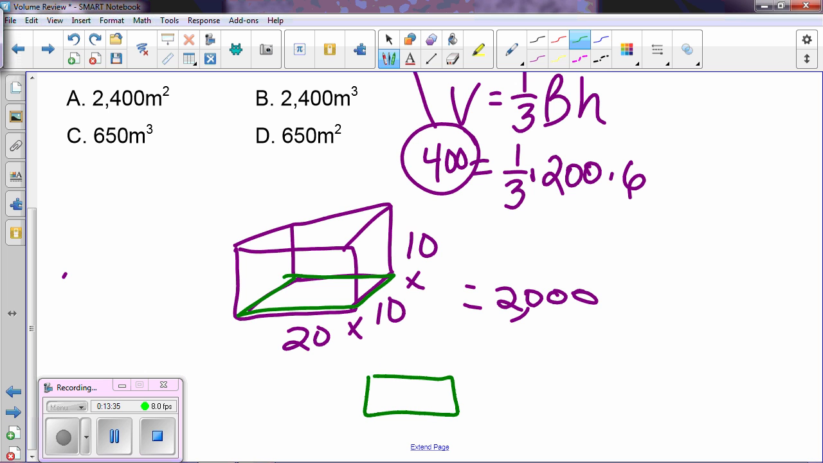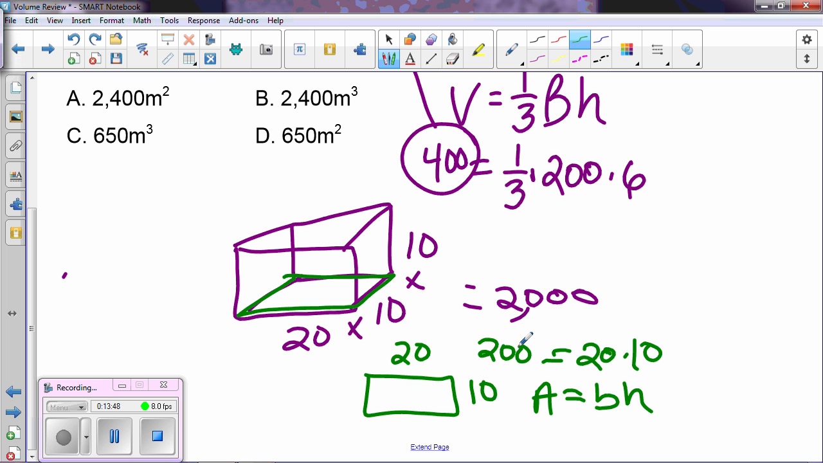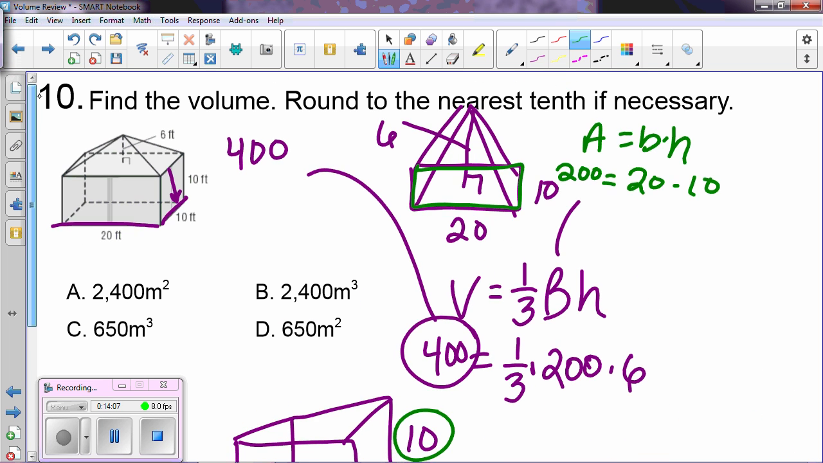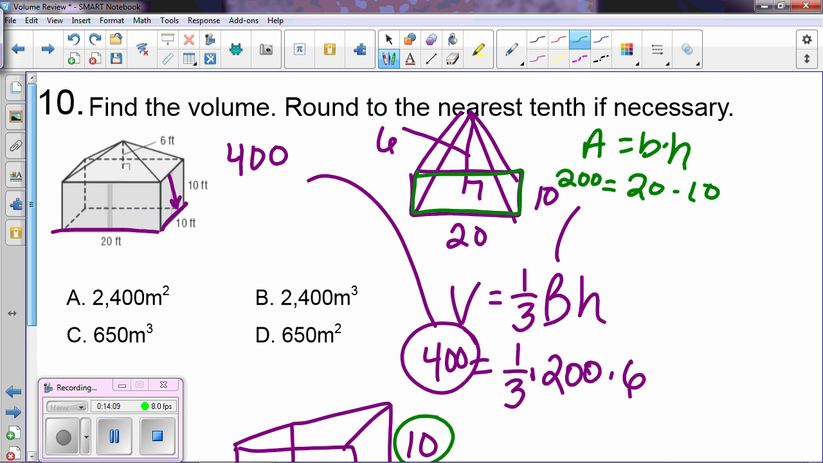Here's your rectangle, and then this side's 20, and this side's 10. Area of a rectangle is base times height, so 20 times 10 gives me 200. Now our volume formula is capital B times H for prisms, so 200 times the height, which is 10, gives you the same answer of 2,000. So we now need to go back and add these together.